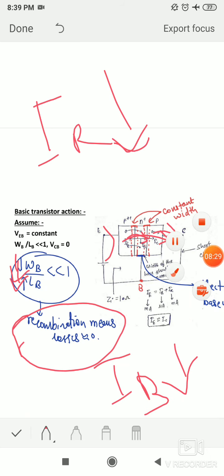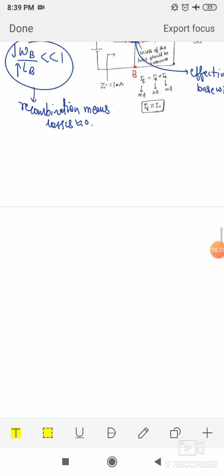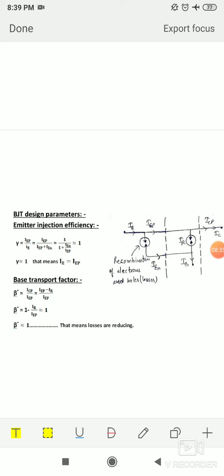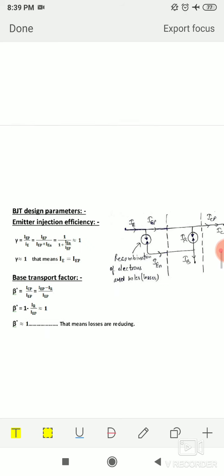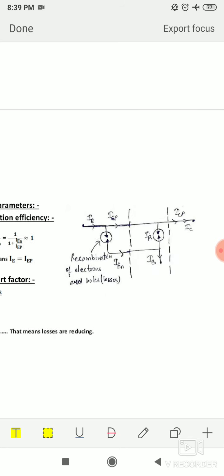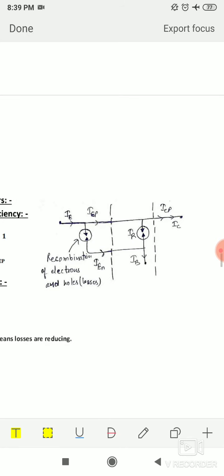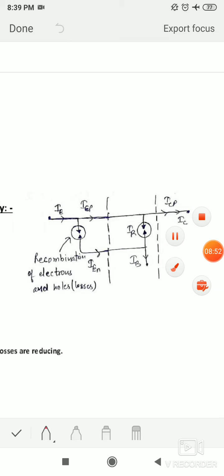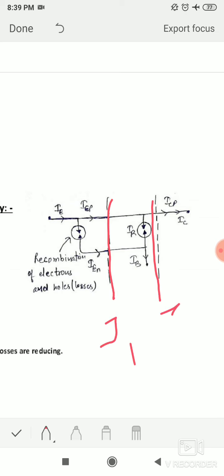Let's see some other test. This is the BJT design parameter. This is your BJT design. We should zoom in so that it is clearly visible to you. This is your first junction, junction 1. This is your junction 2. This is your J1. This is your J2.